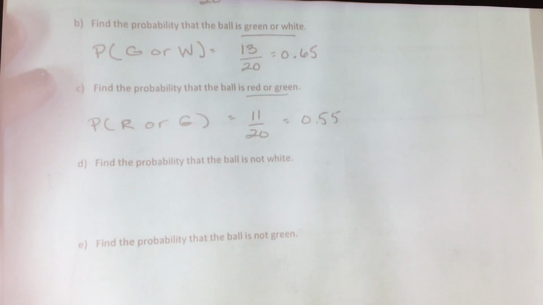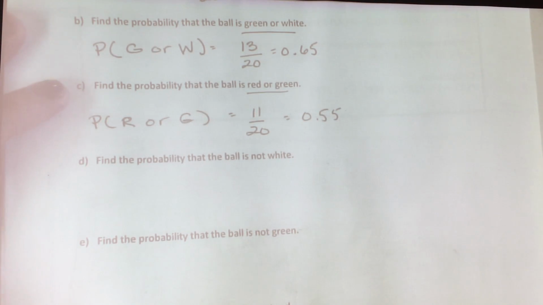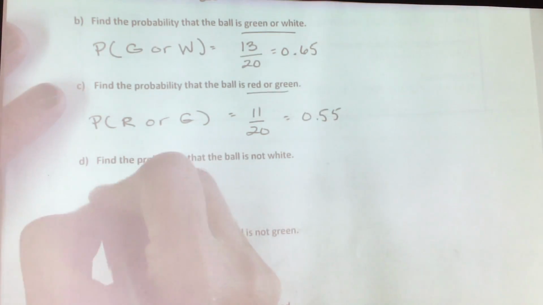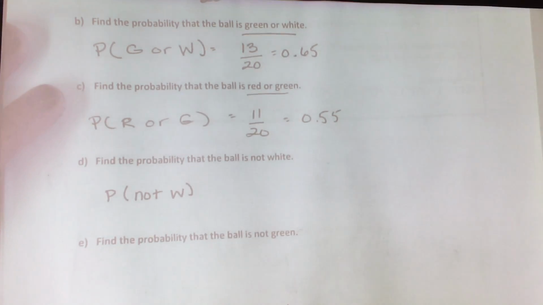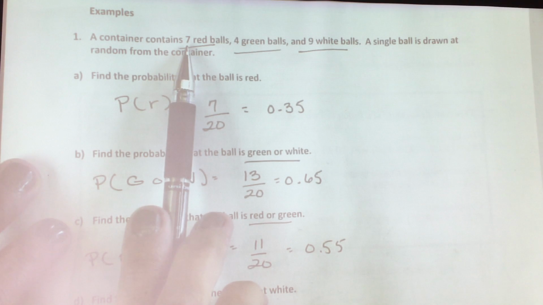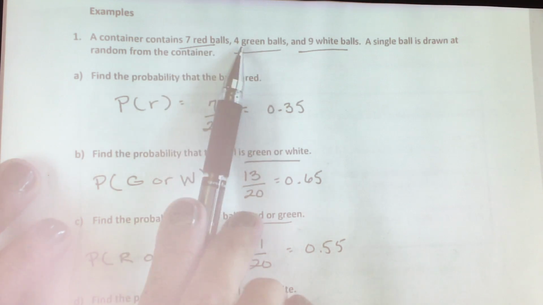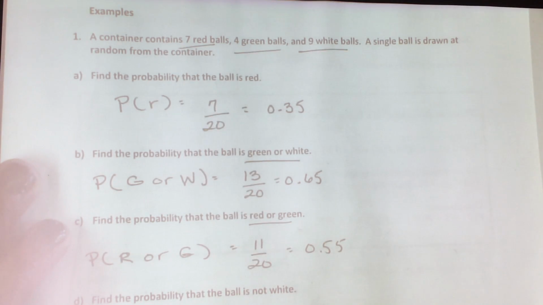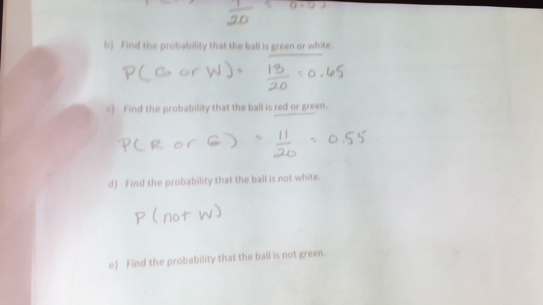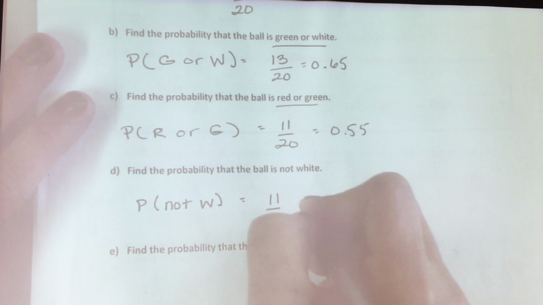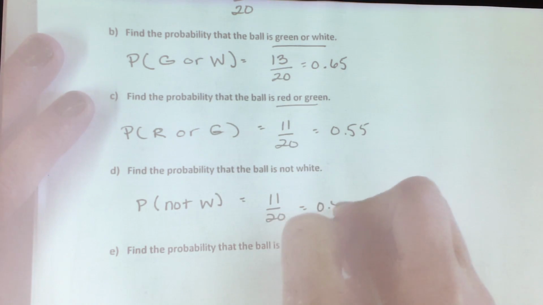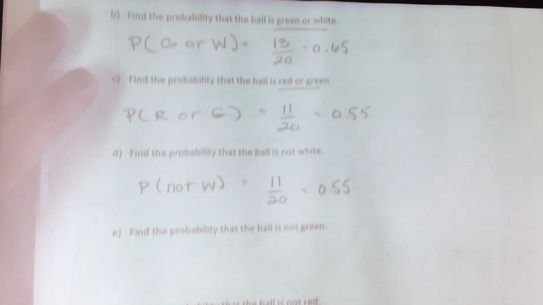Going to letter D, find the probability that the ball is not white. Probability that the ball is not white. So how many balls are not white? 7 and 4 are not white. So 7 plus 4 again is 11 out of 20, which is 0.55.